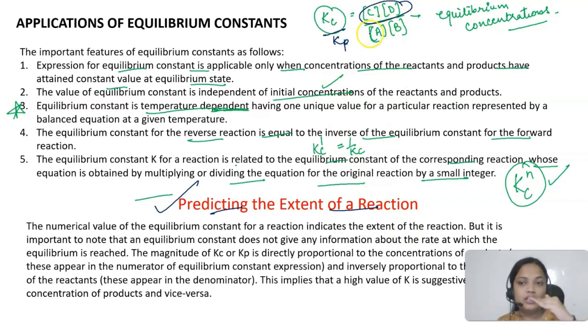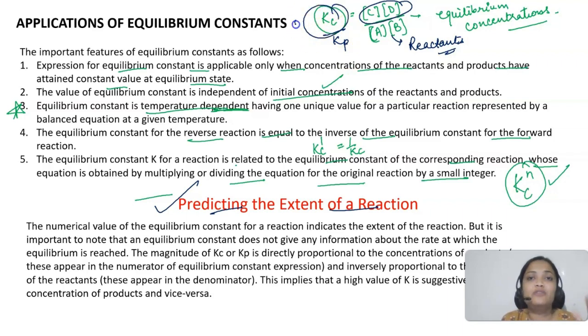Product is written in the numerator and the concentration of reactants are written in the denominator. So it is inversely proportional to concentration of reactant. So अगर Kc या Kp की value ज़्यादा होगी, more Kc or Kp value will indicate high concentration of product, right? And vice versa, because it is directly proportional.